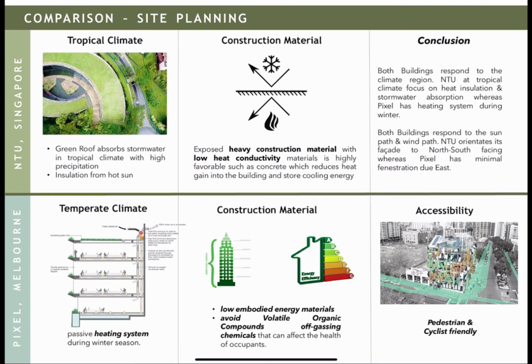So moving on to the third part, which is comparison. We did a comparison for three aspects. For the first one, site planning, we concluded that both buildings respond to the climate region. NTU, in the tropical climate, focuses on heat insulation and stormwater absorption, whereas the Pixel building has a heating system during winter. Both buildings also respond to the sun path and wind path. NTU orientates its facade to face north and south, whereas Pixel has minimal fenestration due east.